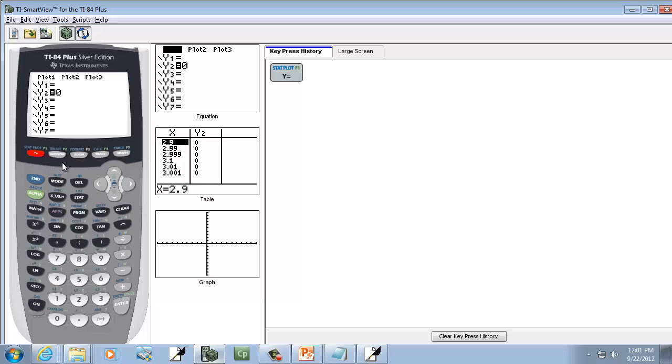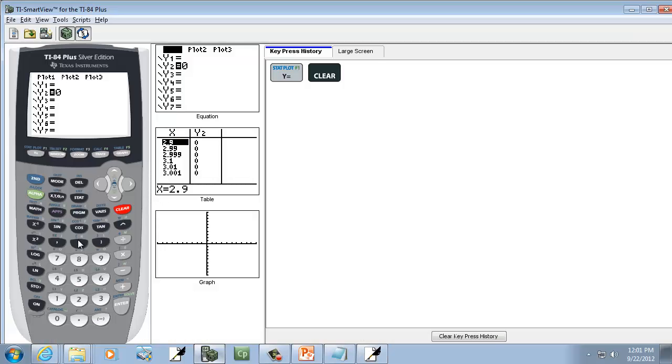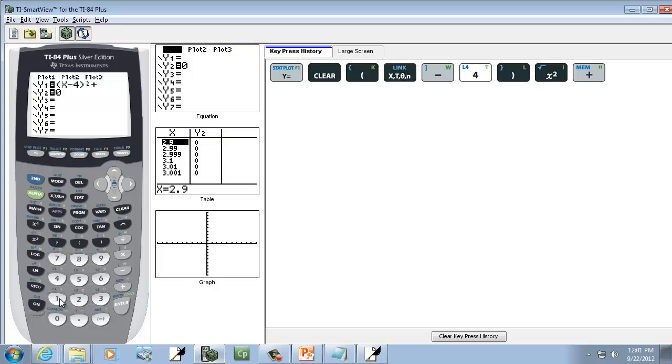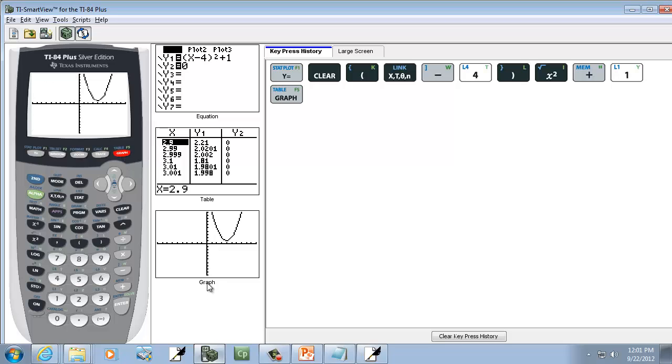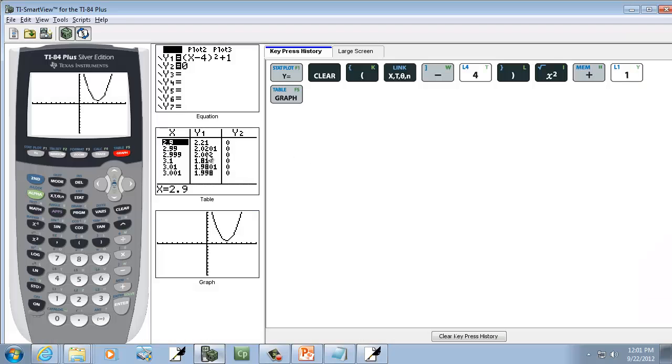So press y equals. Press clear to clear out whatever's on Y1. And we just type it in as we see it. So I do a beginning parenthesis, x minus 4, closing parenthesis, x squared, plus 1. And then graph. And we get the same picture more or less. Theirs is better, but well, I don't know if it's better or not. They're both just sketches. Remember, this is not a square setting here, so that's not actually our picture.